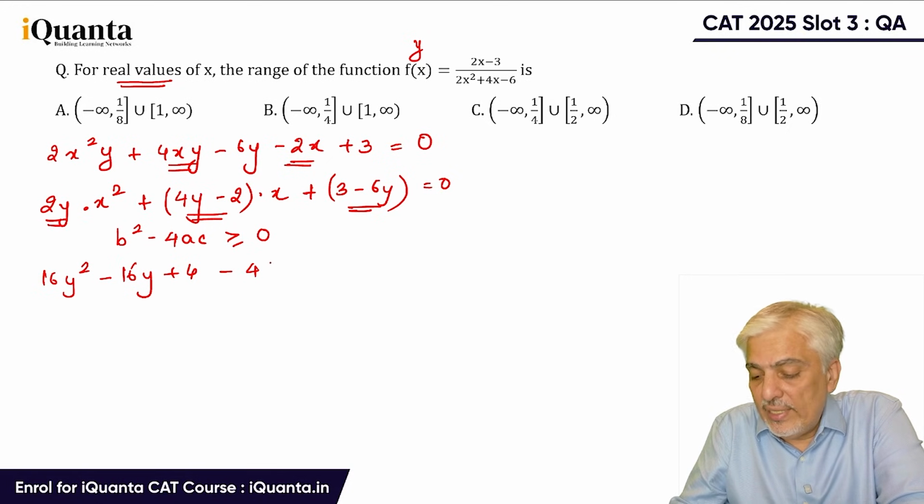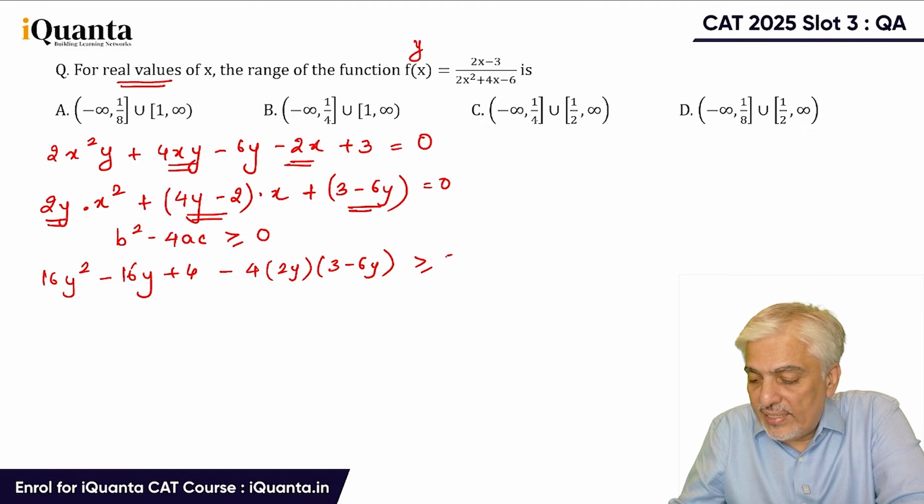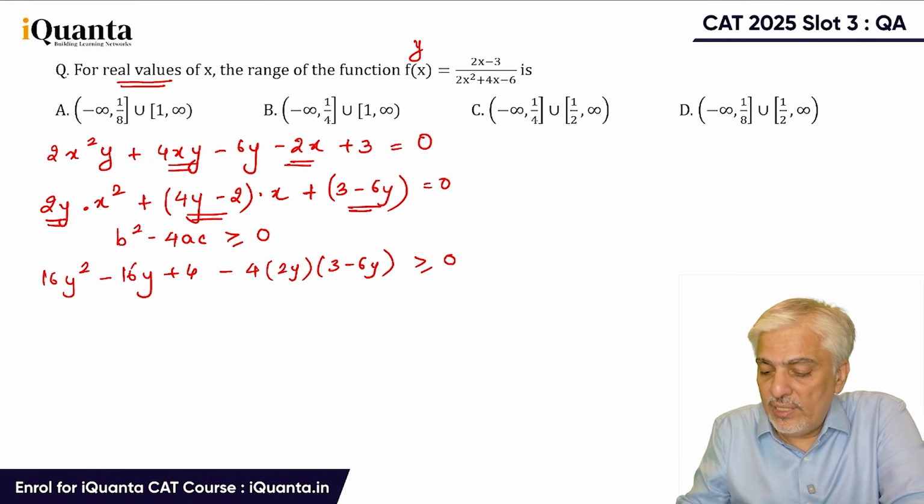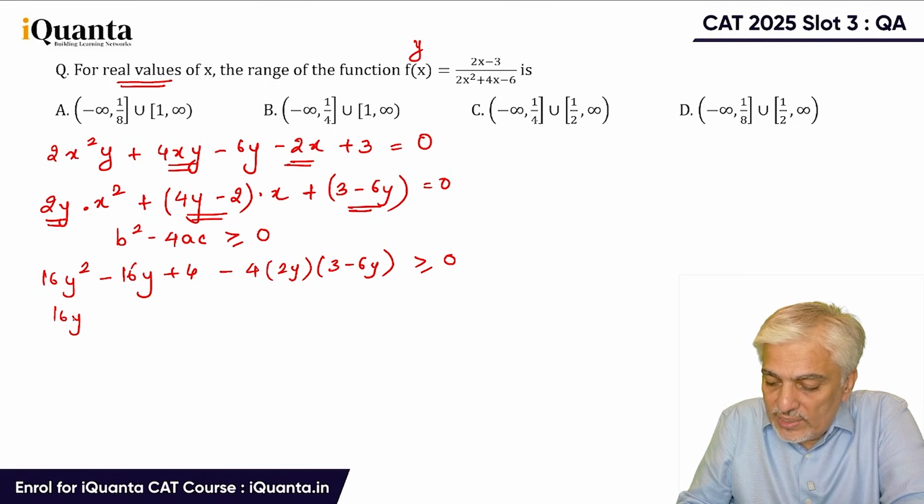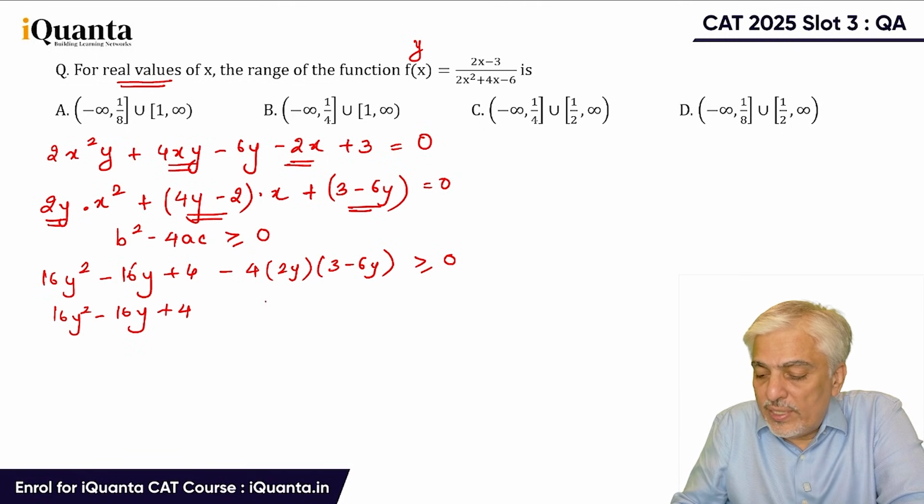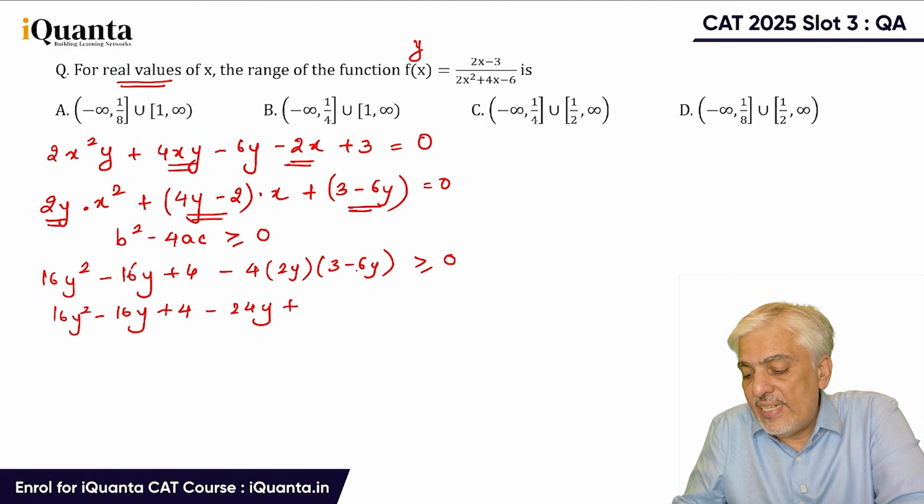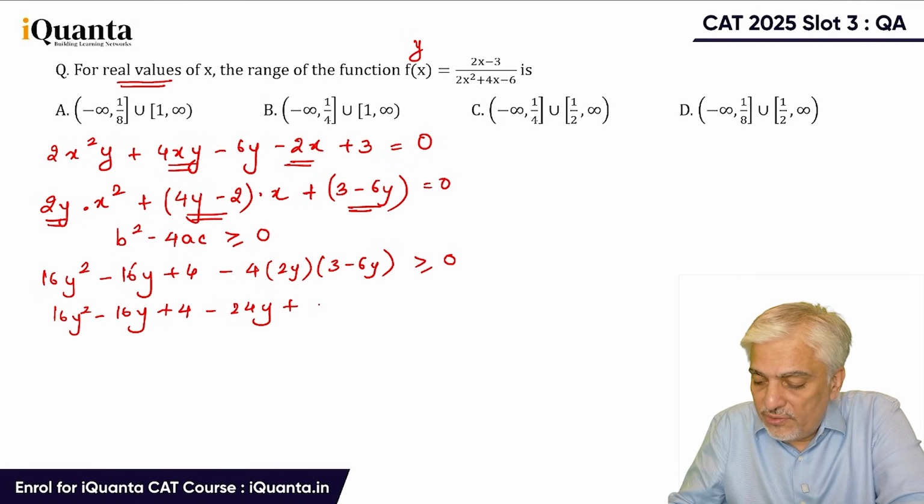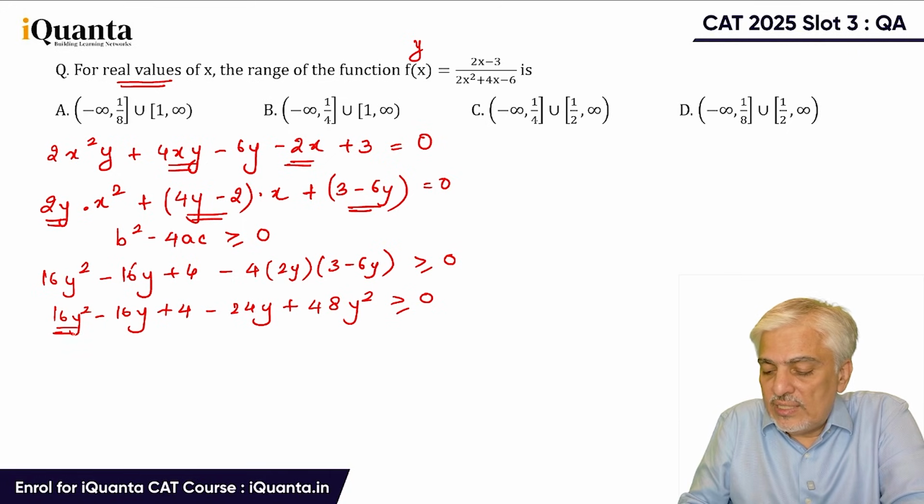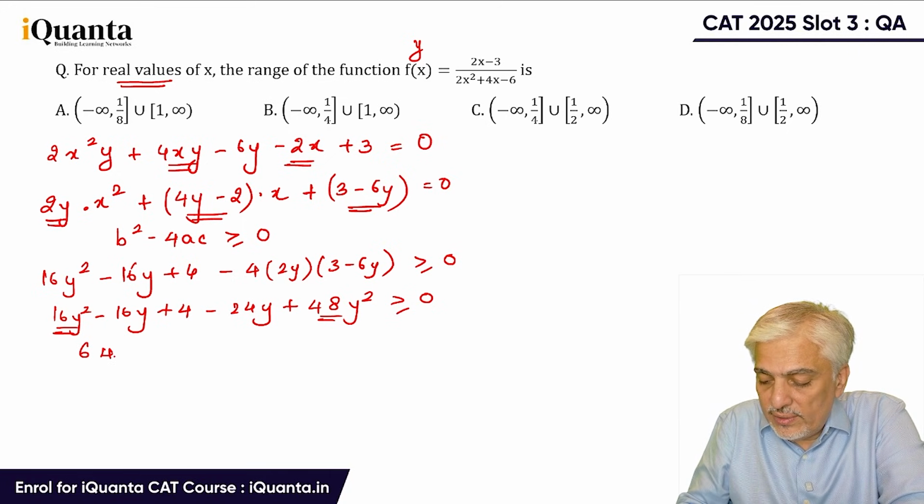That is b² − 4ac, where a is 2y into c, which is 3 − 6y, is greater than or equal to 0. Let's solve this very carefully. So we've got 16y² − 16y + 4 − 8 3s are 24y, plus, minus minus plus, 4 2s are 8, 8 6s are 48, 48y² greater than or equal to 0. 16 plus 48 is 64y² − 40y + 4 is greater than or equal to 0.